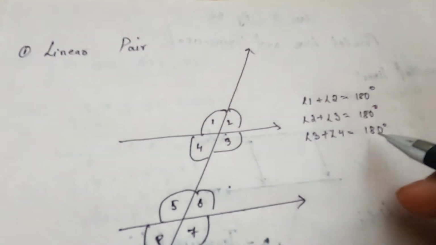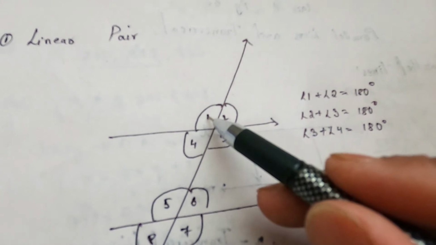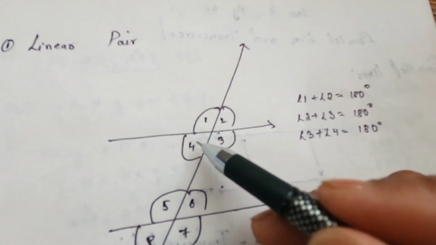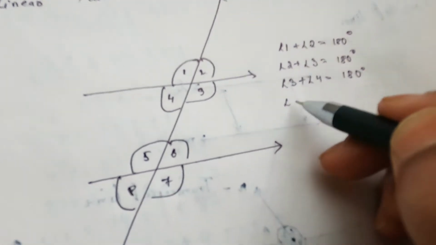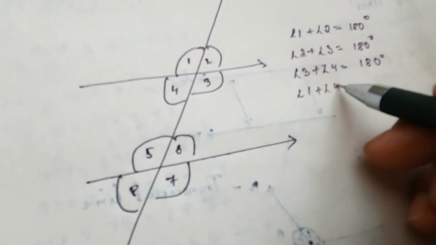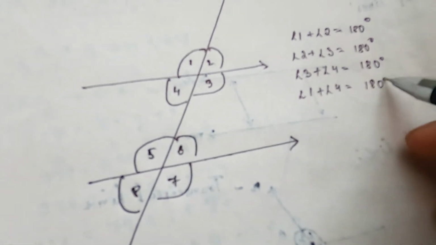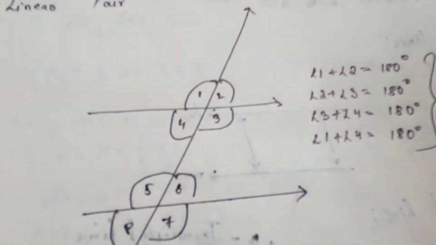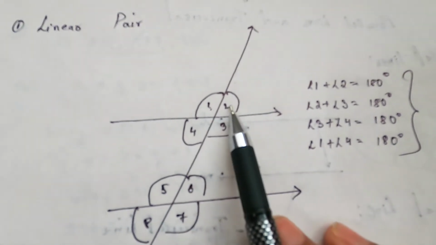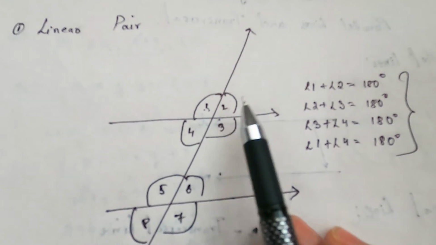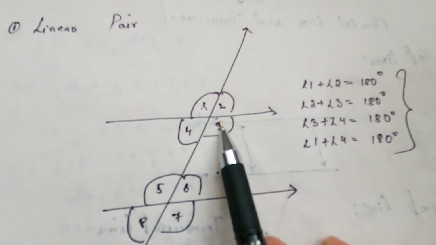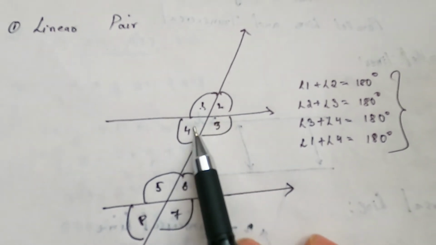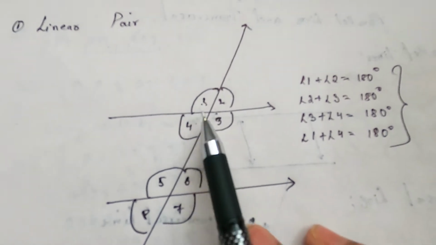They are also linear pair. Angle 1 plus angle 4 is also linear pair. So angle 1 plus angle 4 is equal to 180, linear pair. So in a transversal line, angle 1 and angle 2 are a linear pair, 2 and 3, 3 and 4, and then 1 and 4.